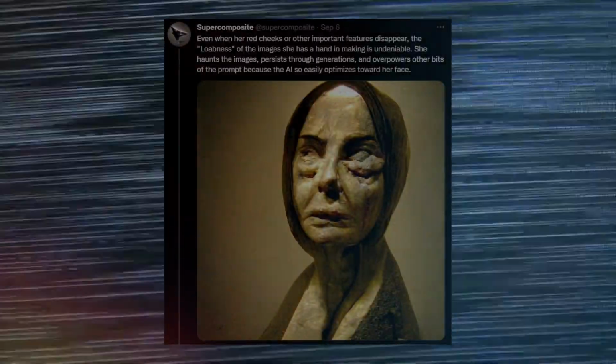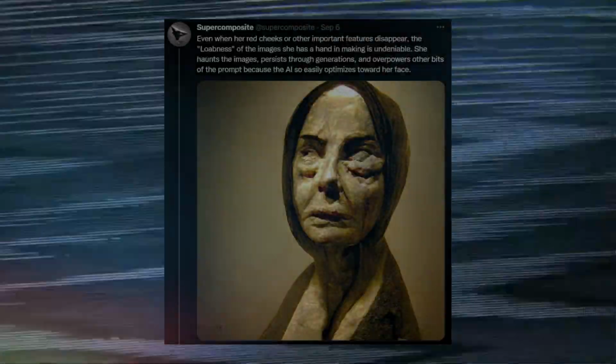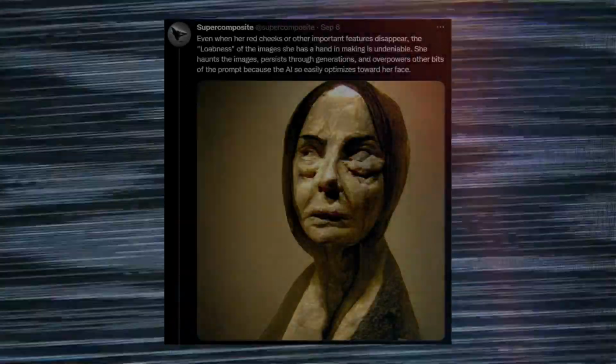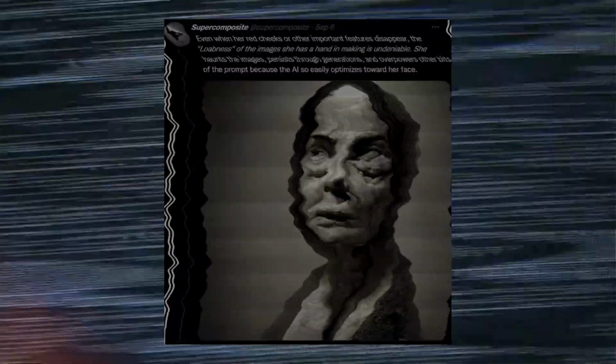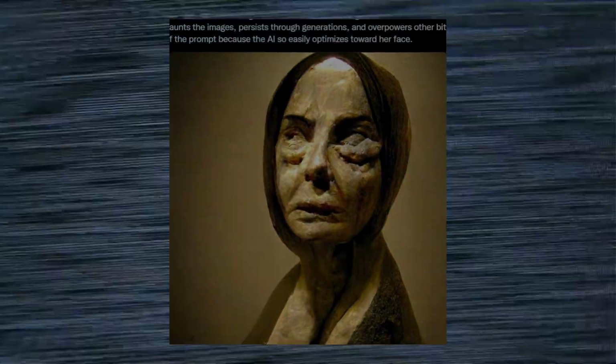Even when her red cheeks or other important features disappear, the LOABness of the images she has had a hand in making is undeniable. She haunts the images, persists through generations, and overpowers other bits of prompt because the AI so easily optimizes towards her face.